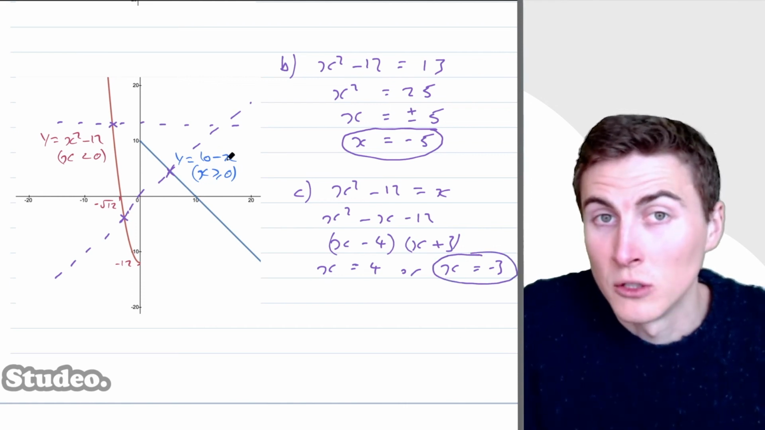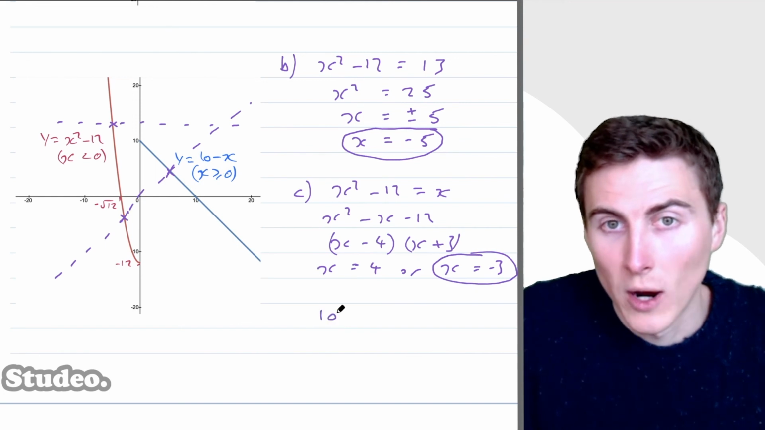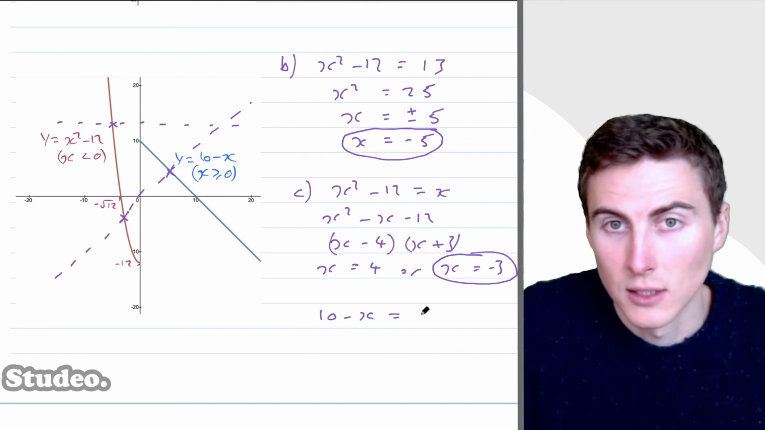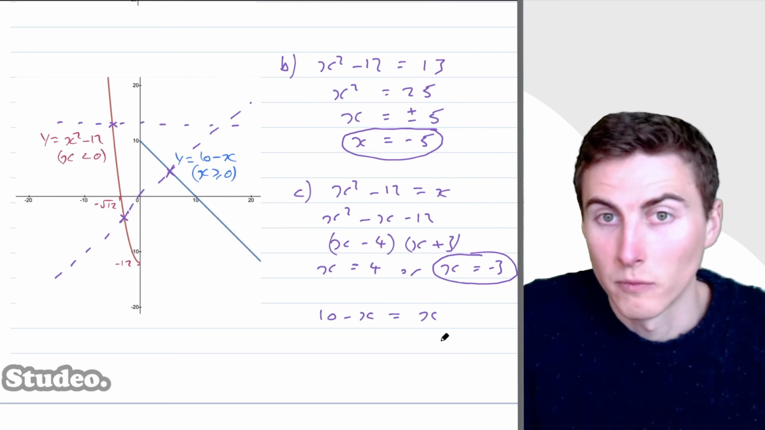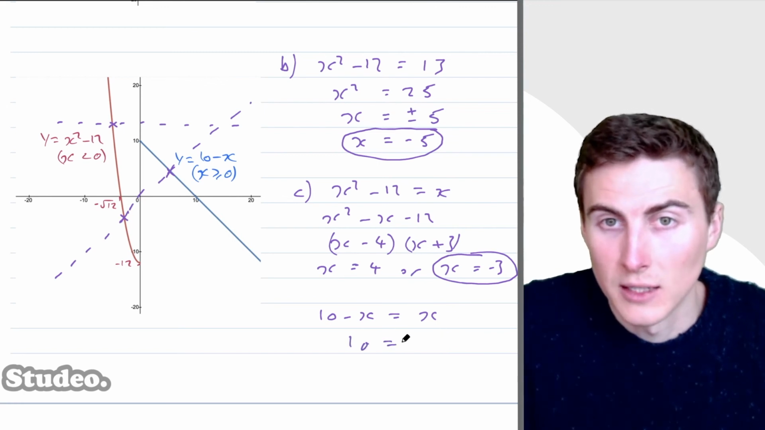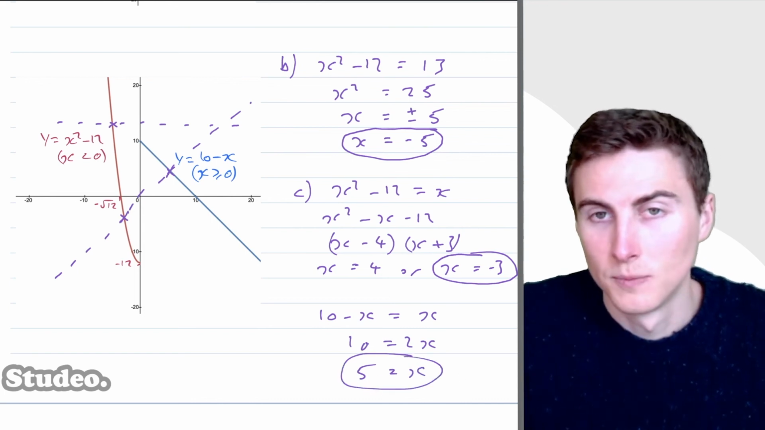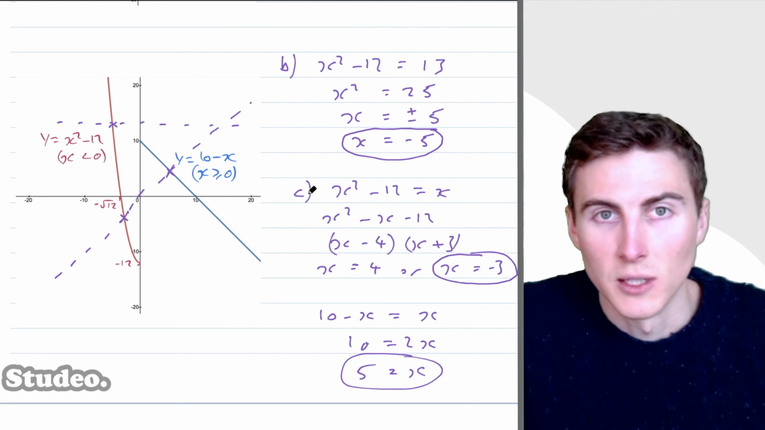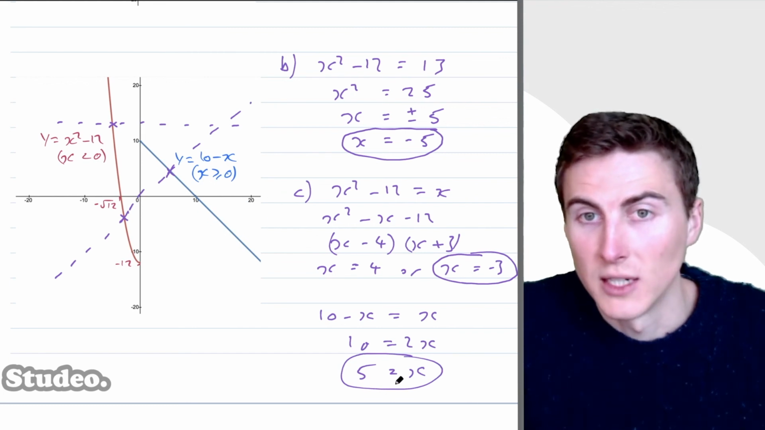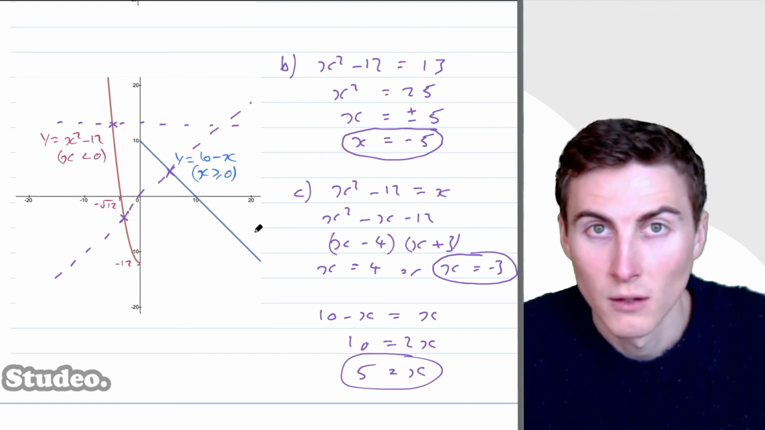Then I also need to do the same thing for this one, where I let 10 minus x equal x. I add x to both sides to get 10 equals 2x. Divide by 2, 5 equals x. So that's our other solution. So for part C, our solutions are minus 3 and 5. And that's it.